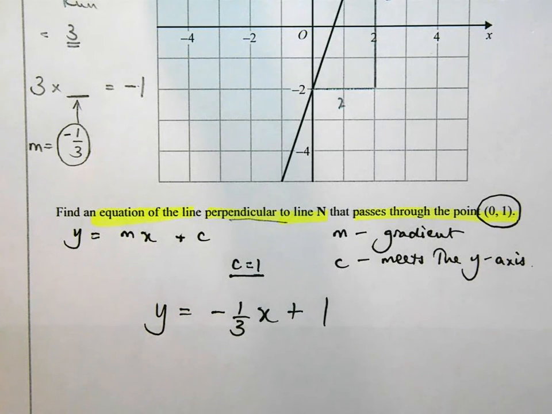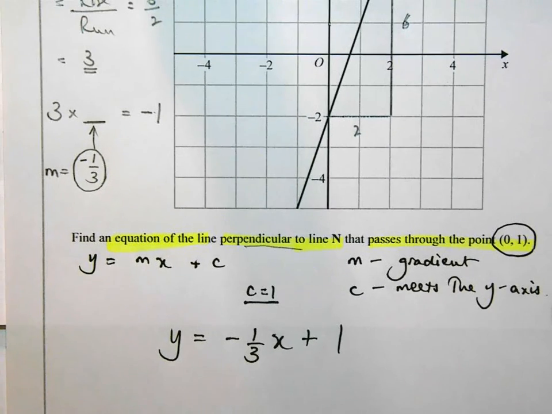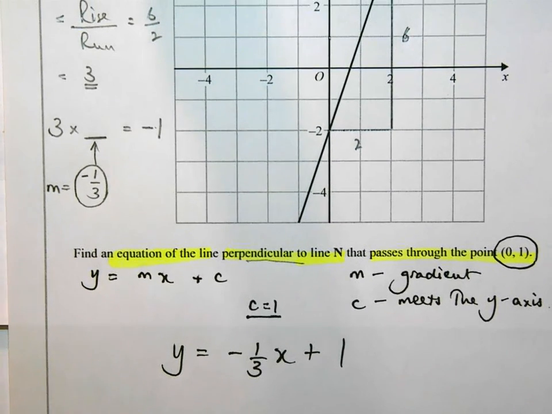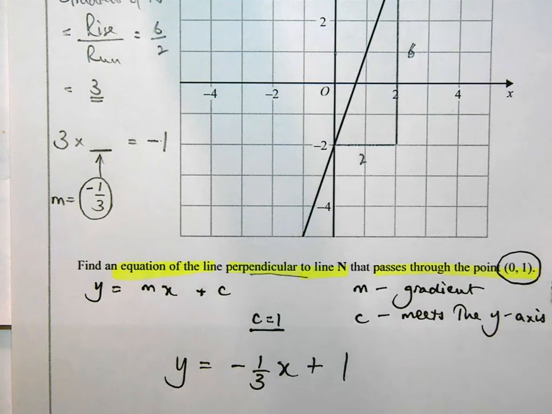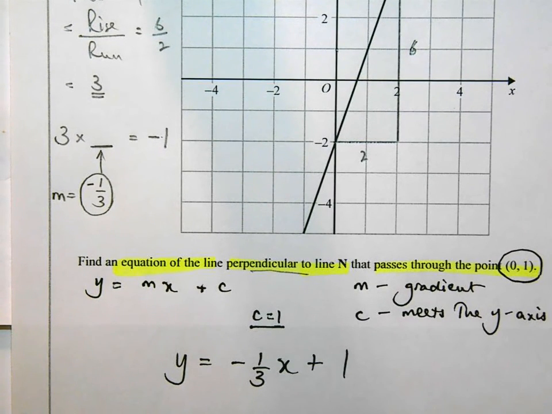This is a straightforward question, but you need to know your stuff. You need to understand the fact that the gradients of perpendicular lines multiplied together give you -1. You need to be able to work out the gradient of a line and read and understand a question.